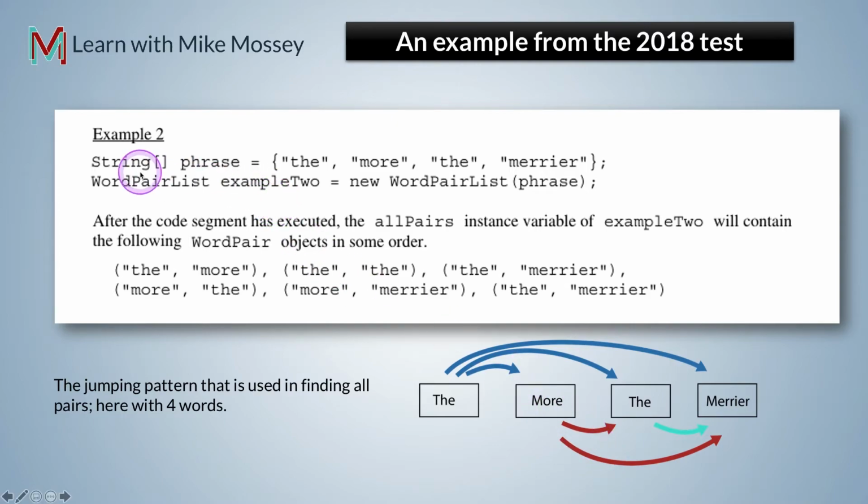Here's another example. The phrase is "the more the merrier." Here are the pairs: the more, the merrier, more merrier, and the merrier. I'm getting a sense again that it's making all possible pairs. If we look at the jumping pattern here, move your eyes between the jumping pattern, like this short blue arrow, "the more," and then move your eye over here and we see the corresponding pair. Longer blue arrow, "the," we see "the," longest blue arrow, "the merrier."